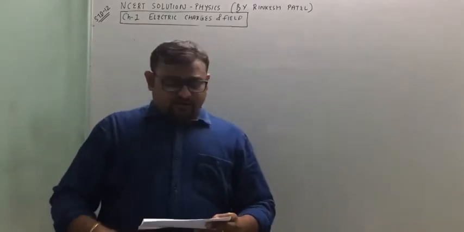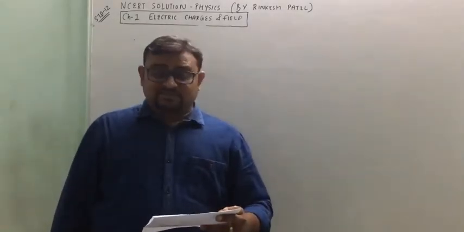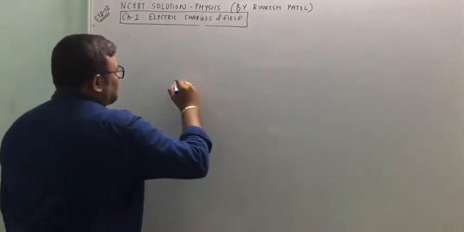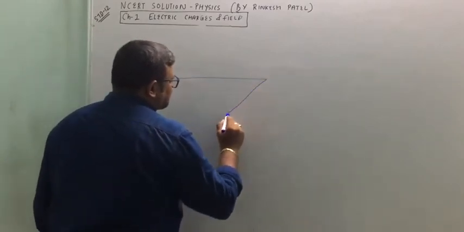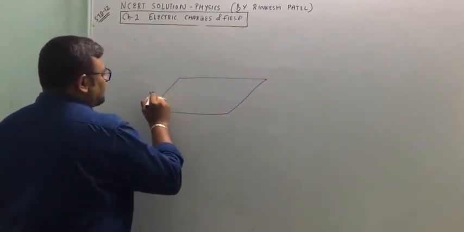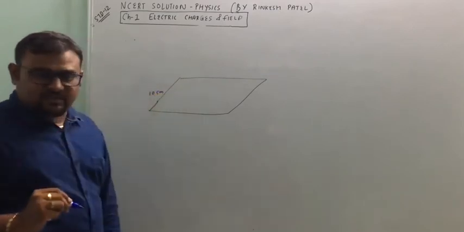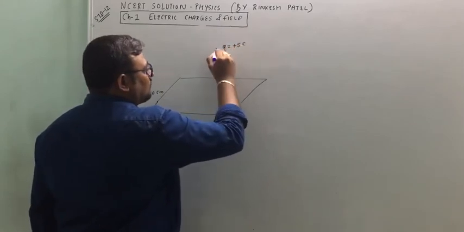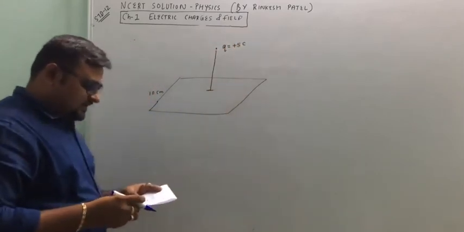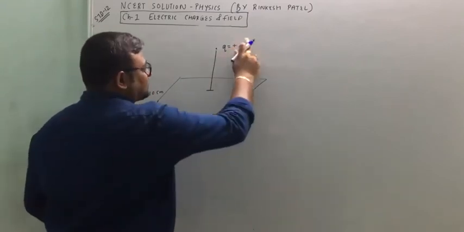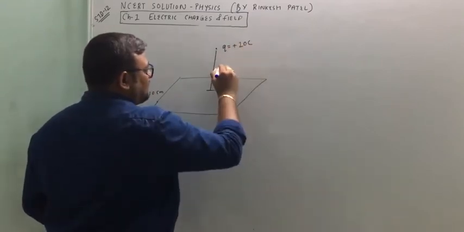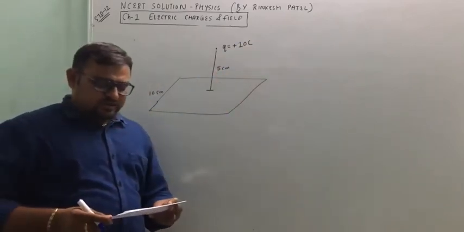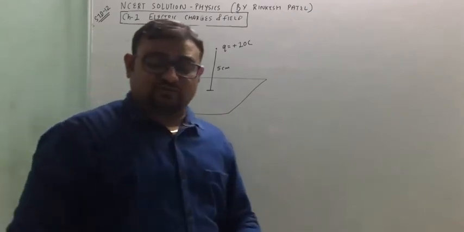Okay, a point charge plus 10 microcoulomb at a distance 5 centimeter above the center of a square. Okay, this is the square given. Its side is 10 centimeter. A charge Q equal to plus 10 coulomb is placed at a distance 5 centimeter. You have to find out the magnitude of electric flux through the surface.